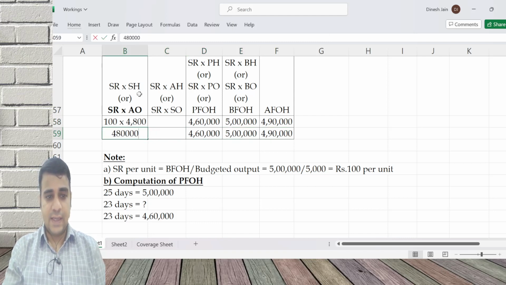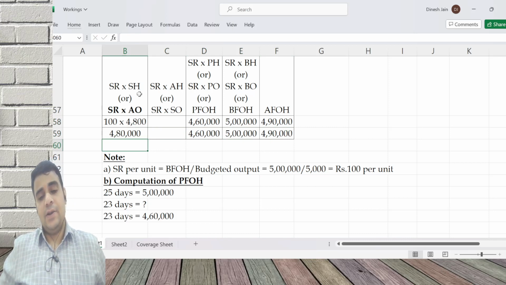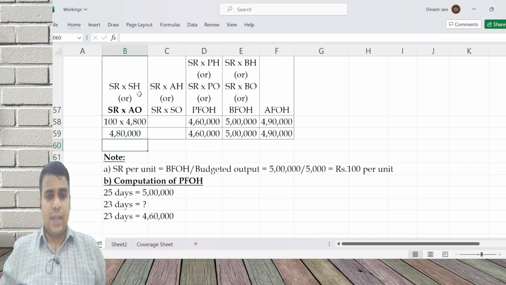The only thing which is missing as of now is SR into SO, or technically SR into AH. That part alone is missing.